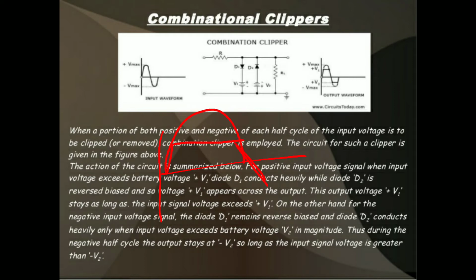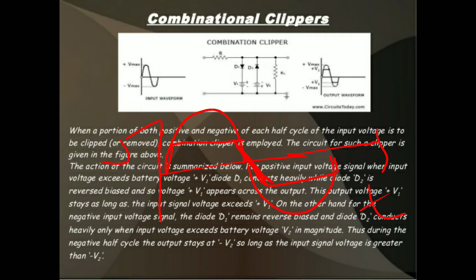So till there we are getting the output like this. So this will be when both the diodes are in on condition. So this is the operation of the combinational clipper, or two level clipper, or double level clipper.